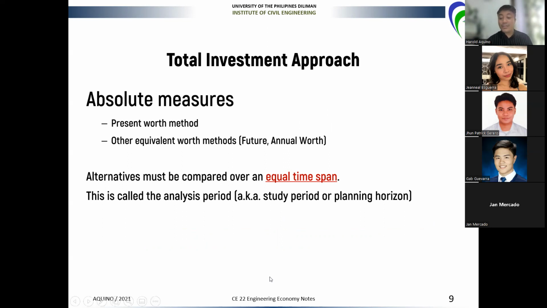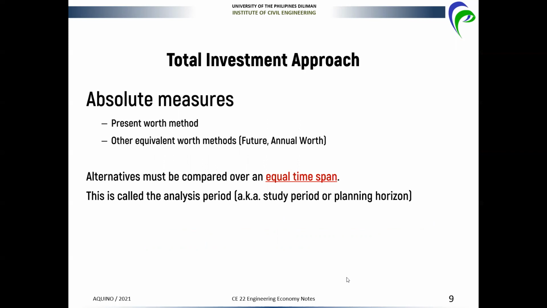So with the total investment approach, what we do is to calculate using present worth method, future worth, or annual worth methods. What's important here when comparing using the total investment approach is that we compare over an equal time span. All right. So all the alternatives should be analyzed over the same study period or planning horizon.